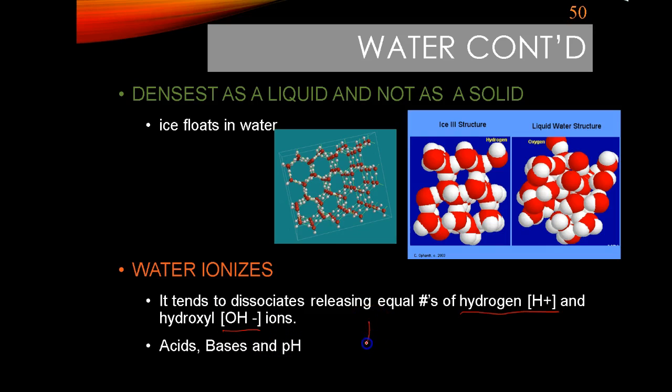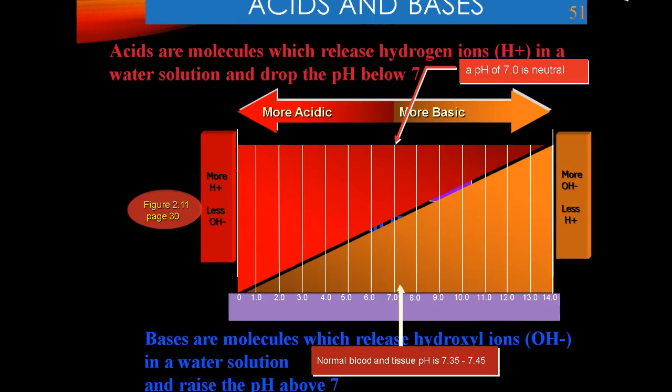When we said water breaks apart, we end up with equal amounts of hydrogen ions plus hydroxyl ions. Okay, we know that hydrogen ions, when donated to a solution, lower the pH, and hydroxyl ions, when donated to a solution, raise the pH. And we're going to talk a little bit more about that when we start talking about pH. Okay, so what about pH? Acids and bases.